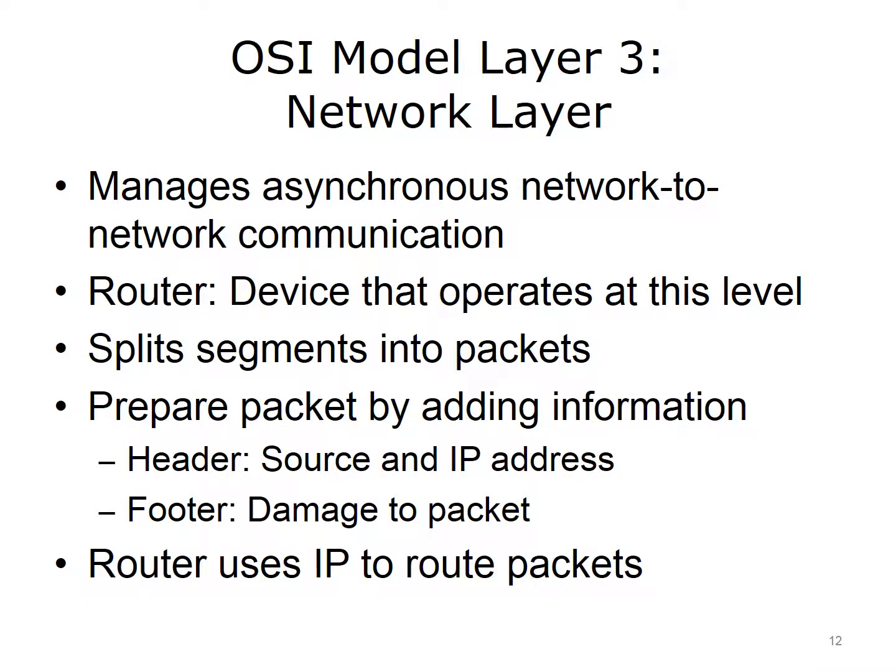Next is OSI Model Layer 3, known as the network layer. This layer manages asynchronous network-to-network communication. Services split the segment into manageable sizes called packets and then further encode each packet with information used by Layer 3 devices. A router is an example of a device that operates at Layer 3.